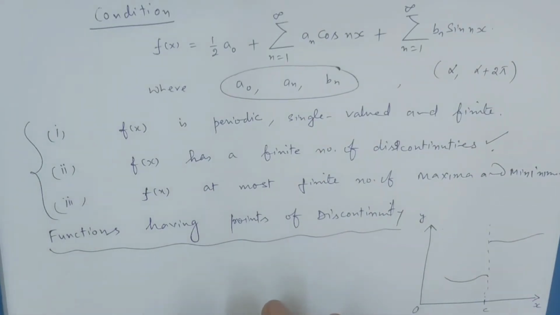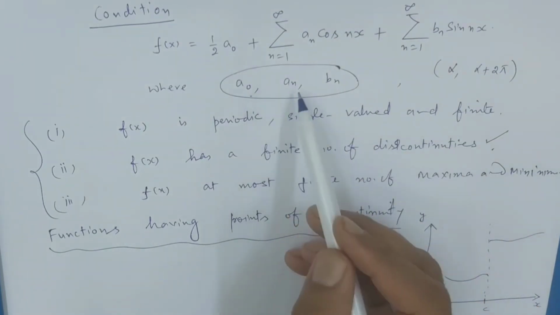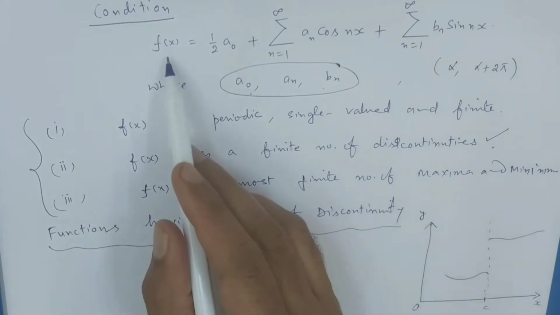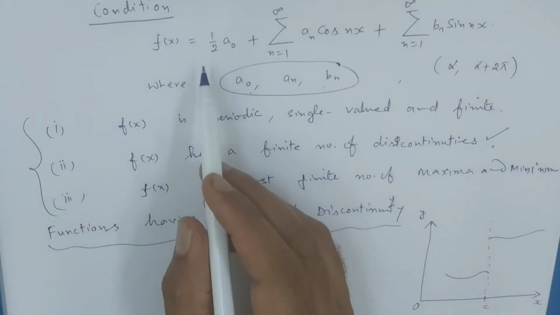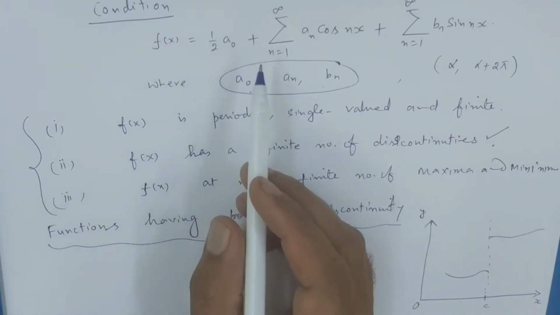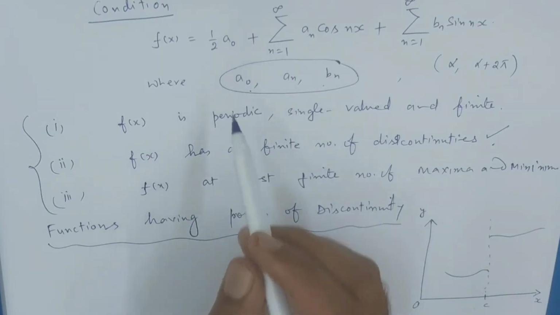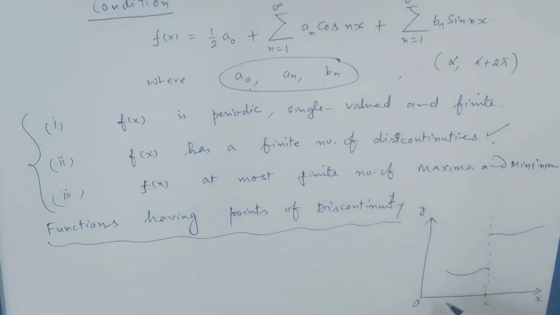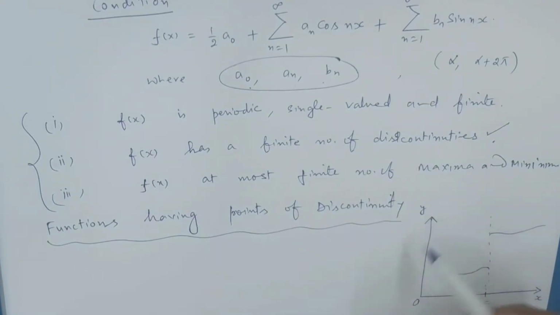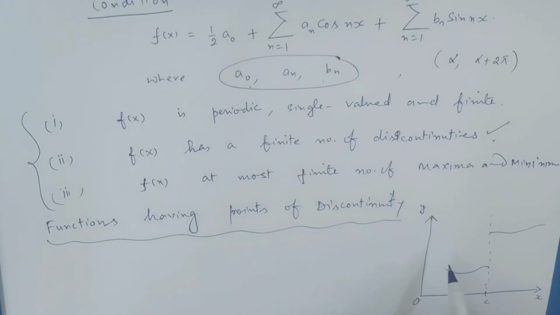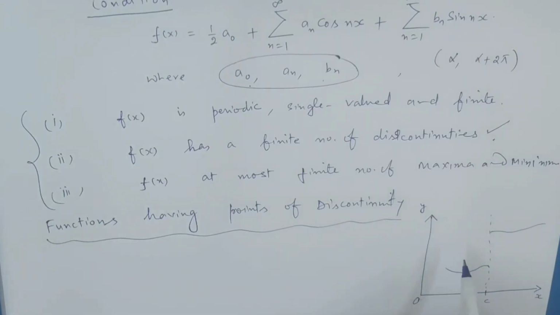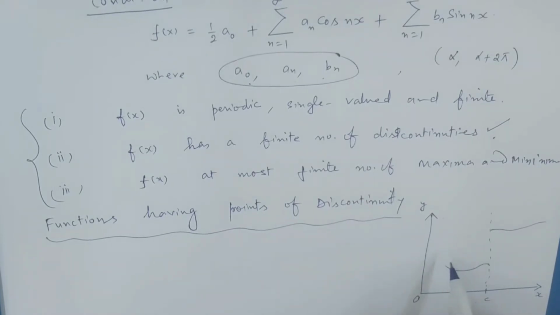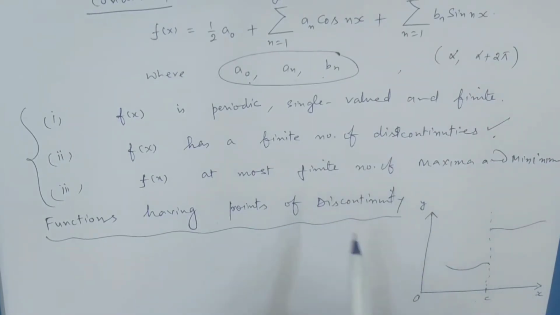In deriving the Euler's formulae a naught, a n, b n, it was assumed that f of x was continuous. Instead, a function may have a finite number of points of finite discontinuity, that is, its graph may consist of a finite number of different curves given by different equations. Even then, such a function is expressible as a Fourier series.